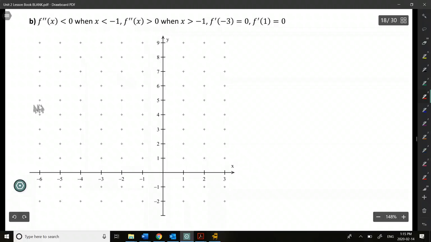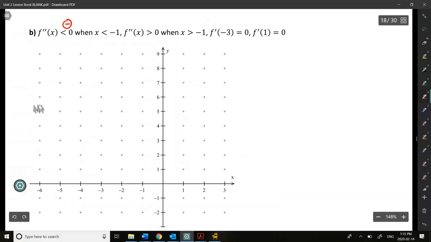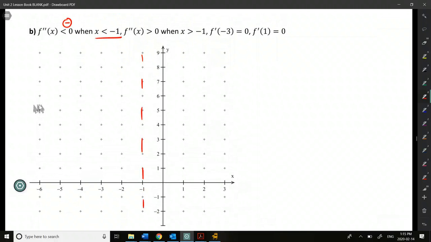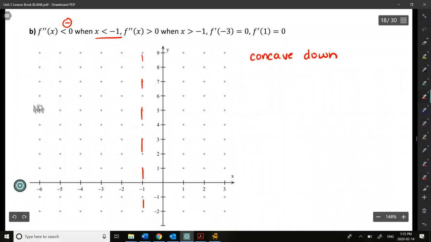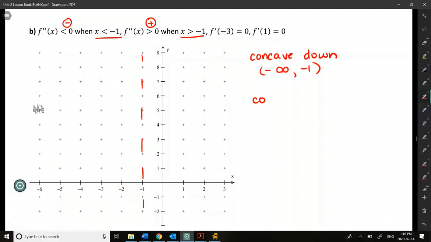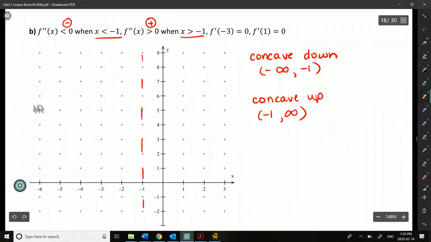Okay, this one gives us a little bit more information. It's got a few more pieces here. So we know the second derivative is less than 0, or negative, when x is less than -1. So I'm just going to put a little marker here at -1. So our graph is concave down from basically negative infinity to -1, right? And the second derivative is positive when x is greater than -1, so it must be concave up from -1 to infinity.